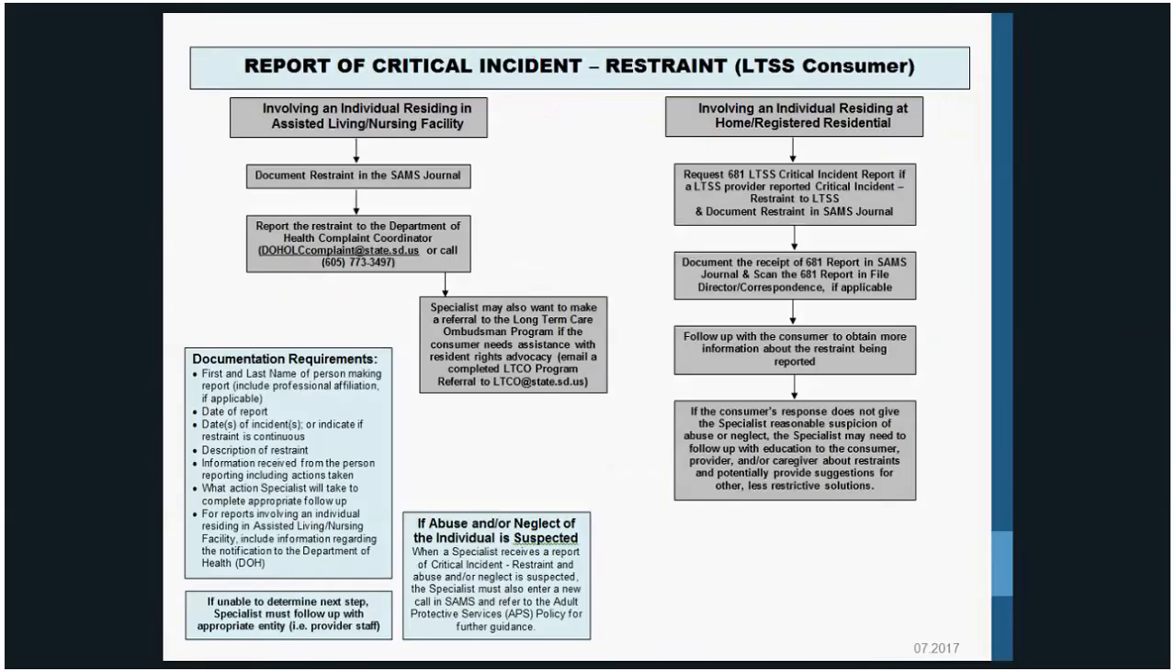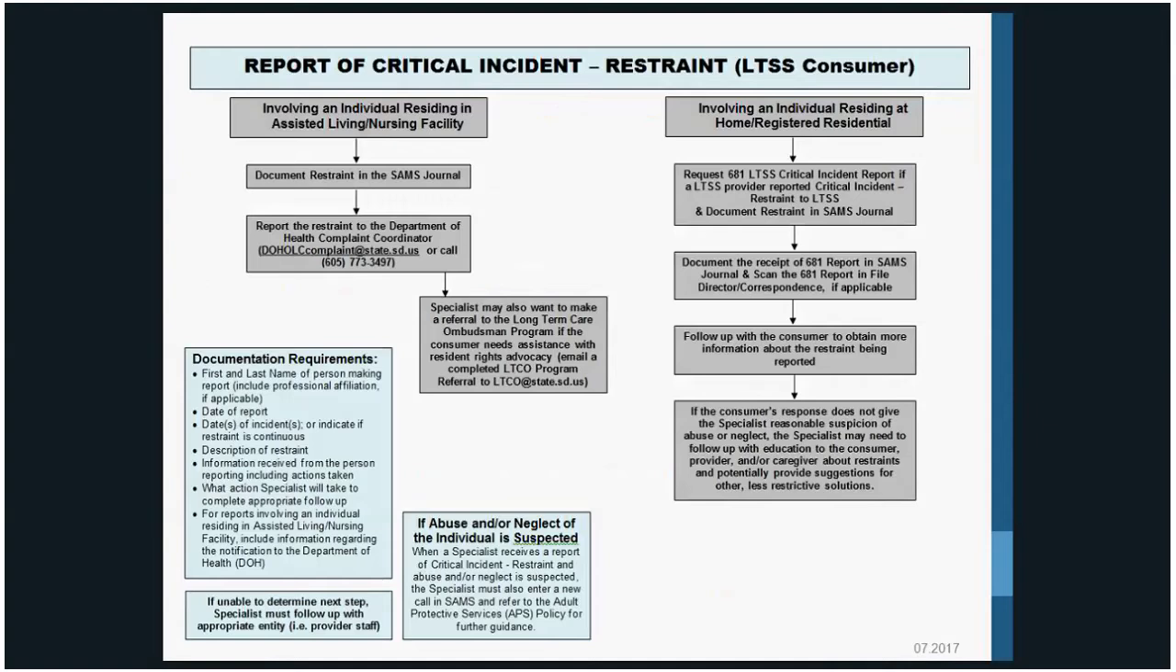The next two slides are just the report of critical incident restraint and seclusion flow charts. These were provided to you in today's materials, but I wanted to point out there that restraint and seclusion, the Department of Health has asked us to handle these a little bit differently. Restraint and seclusion are not allowed in assisted living per South Dakota rules. And so if you receive a report of restraint or seclusion or see it with your own eyes, they have asked us to report that directly to the Department of Health complaint coordinator.